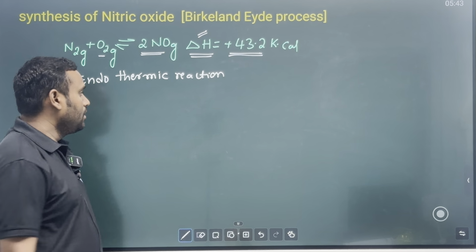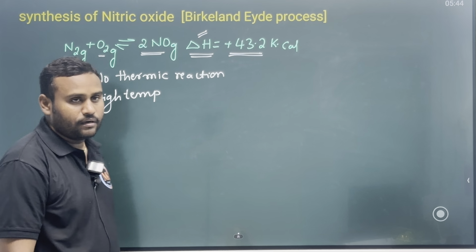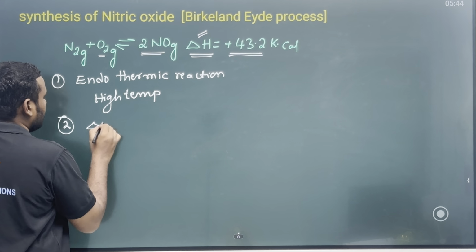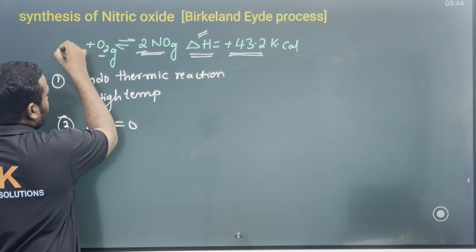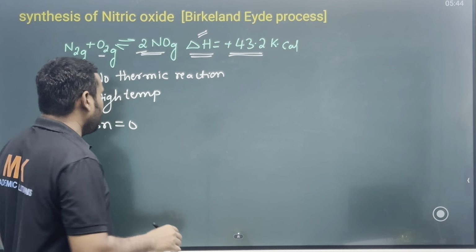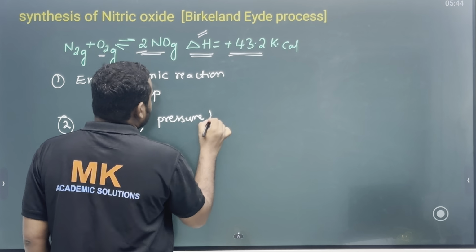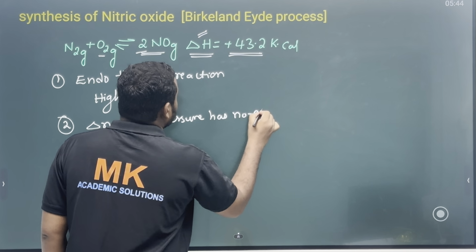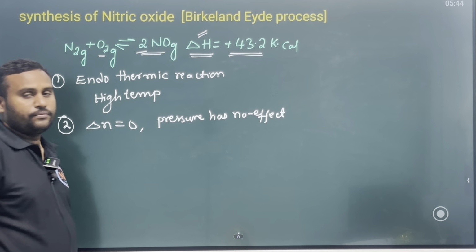For an endothermic reaction, is low temperature or high temperature favorable? Endothermic means high temperature is favorable. For the second condition, what is the pressure effect here? Delta N is equal to 0, 2 minus 2 equals 0, which means pressure has no effect on the state of equilibrium.